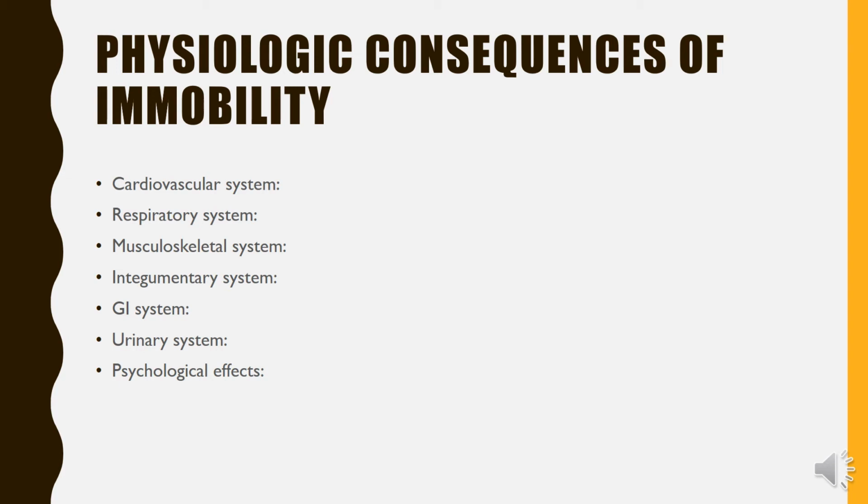Our respiratory system is affected because reduced lung expansion and consequent reduced gas exchange with potential for atelectasis and pooling of secretions occurs with immobility. So we need to remind our immobile patients that they need to be coughing and deep breathing at least 10 times an hour. They may also use an incentive spirometer.